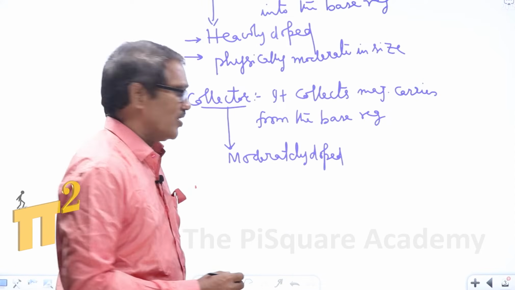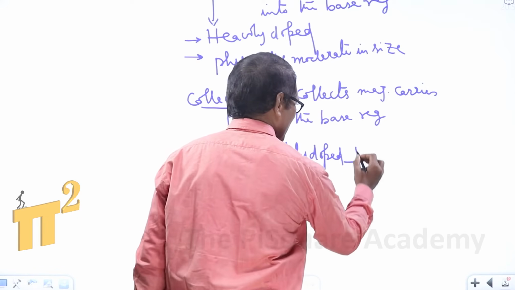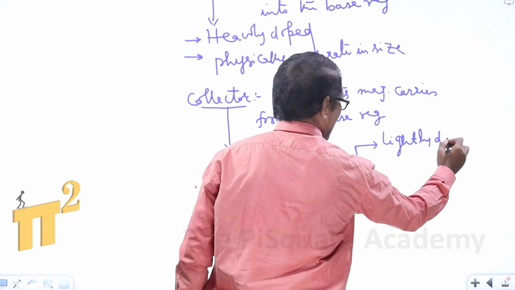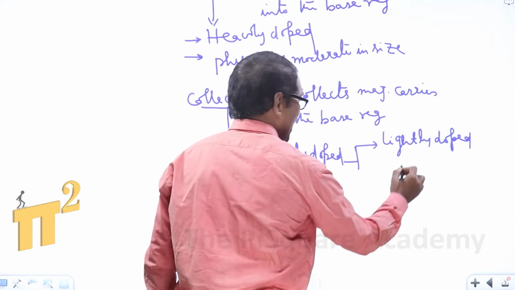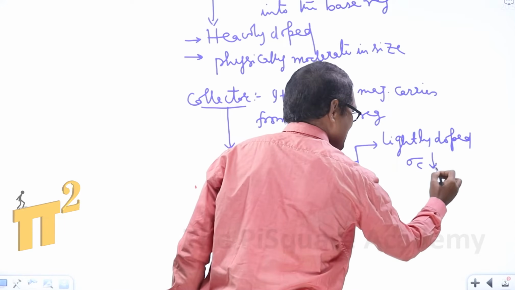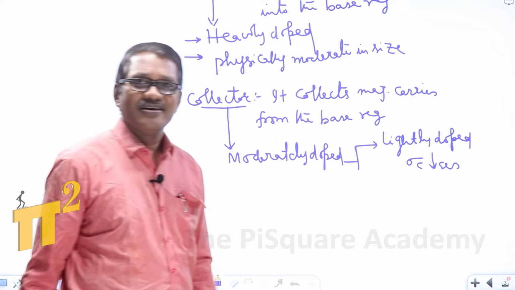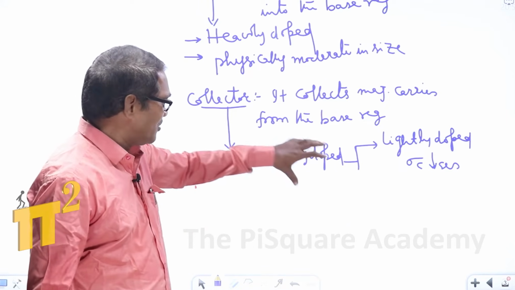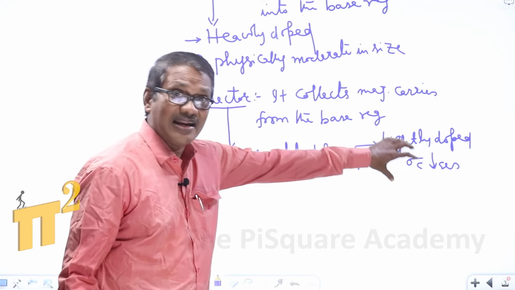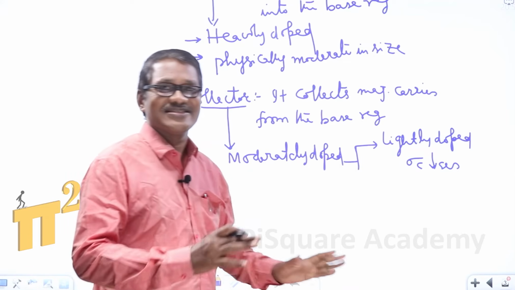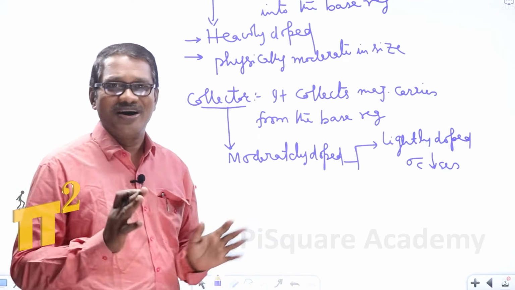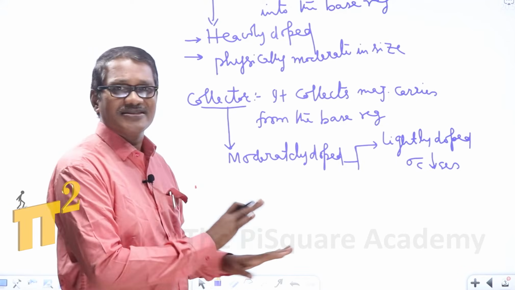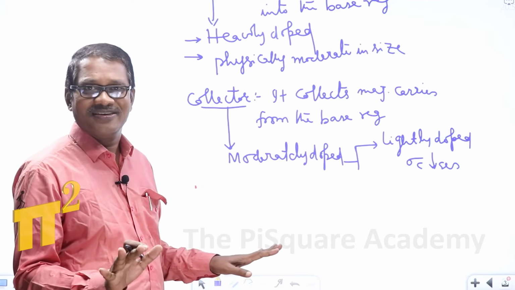Two reasons are there. One is, if it is lightly doped, then what happens? The conductivity of the collector decreases. That is the problem with light doping. So if the collector is lightly doped, then the conductivity of the collector decreases, which is not up to the mark. The conductivity becomes very less, right? Hence, it should not be lightly doped. That is the first thing.